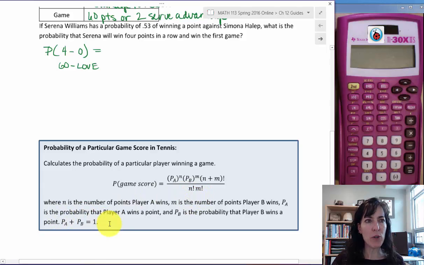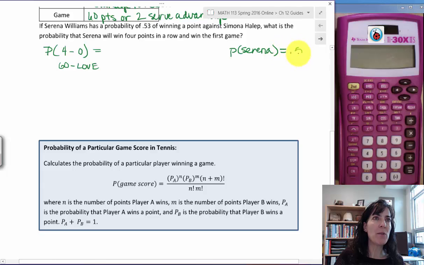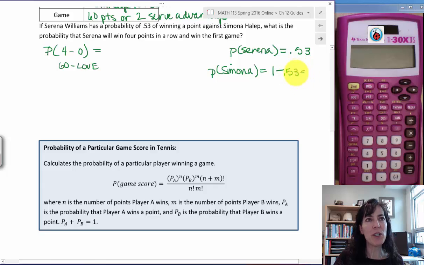So remember, if the probability for one person winning a point is 0.53, the probability for the other person winning a point is going to be the complement, because the probabilities have to add up to 1. So if the probability for Serena is 0.53, then the probability for Simona, they have almost the same sounding name, is going to be 1 minus 0.53, which is 0.47. So the probability for player B, in this case Simona, is 0.47, and that's how we find that.